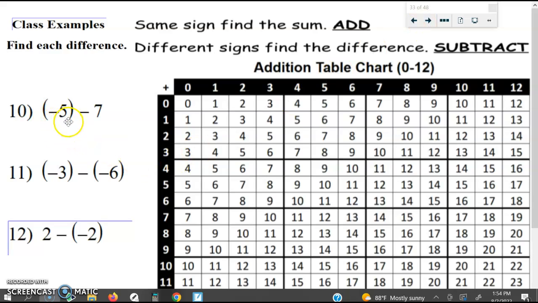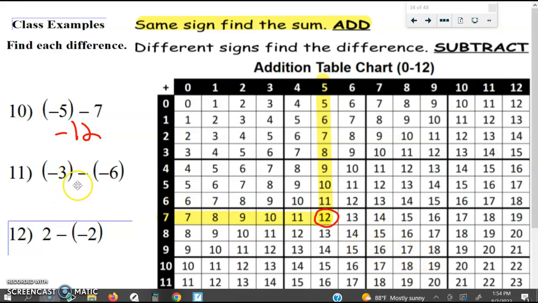All right, so I got -5 plus a -7. Same sign, find the sum. Sorry, I said difference, but same sign, find the sum. So when I add them together, I get -12. 5 and 7 is 12.